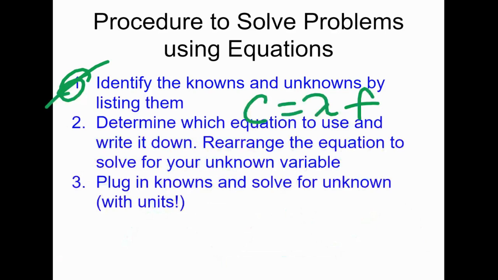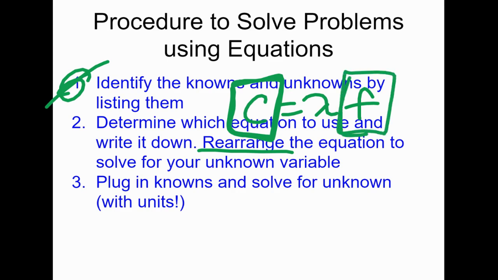Now, we need to look at the equation and ask, what are we looking for? And do we need to rearrange the equation? Yes or no? Just a reminder, if a variable that we're looking for is by itself, like C here, on one side of the equal sign, and there's no other numbers or variables next to it, then we can just use that equation. We don't need to manipulate it. But if we're looking for something like F, all right, it's being multiplied by the wavelength, and so we're going to have to rearrange that equation to solve for F, and we'll show you that in just a second. So that's step two.